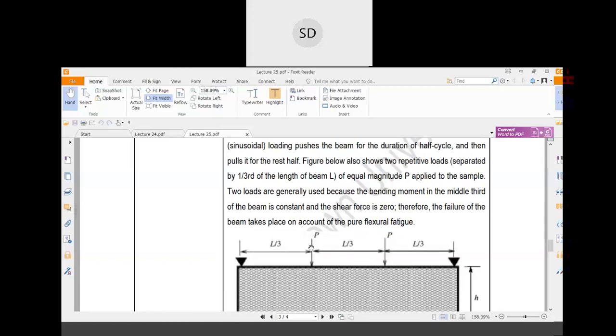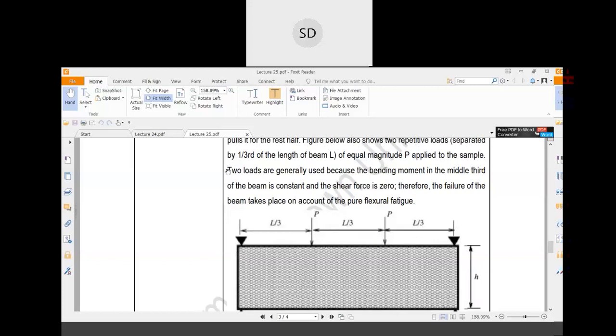So here, the figure below also shows two repetitive loads separated by 1/3 of the length L of the beam. So one repetitive load is P and another repetitive load is P, which are acting at a distance of L by 3 in that sample.